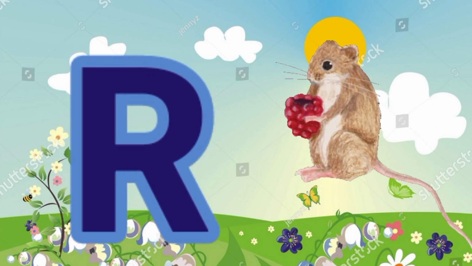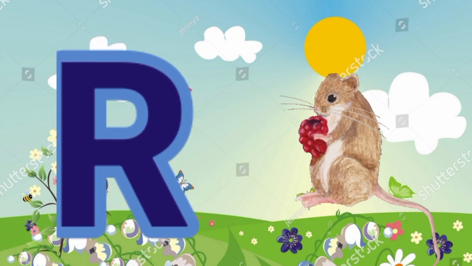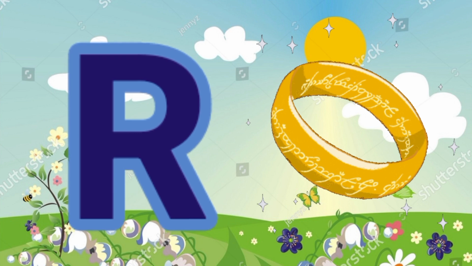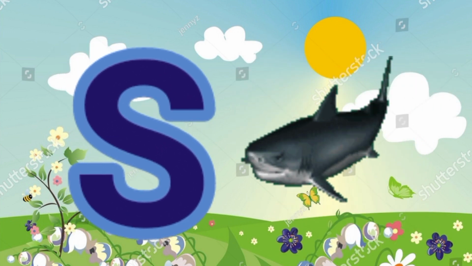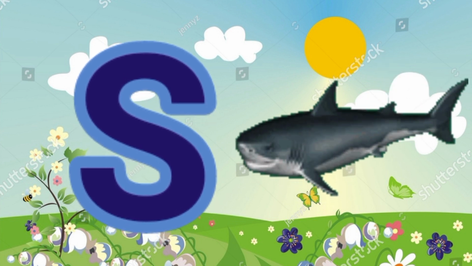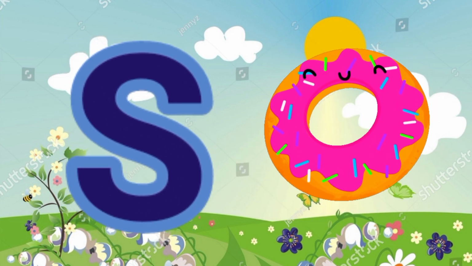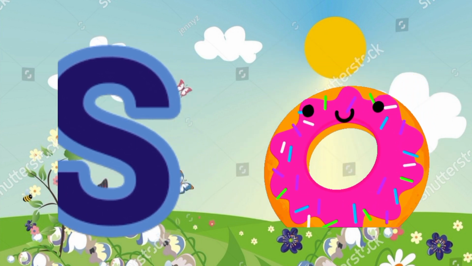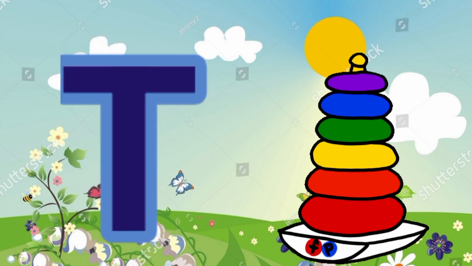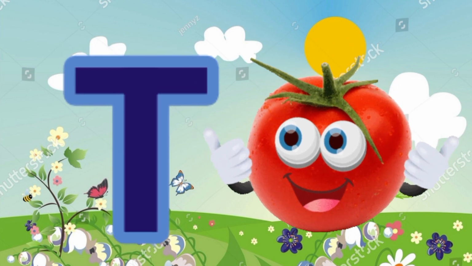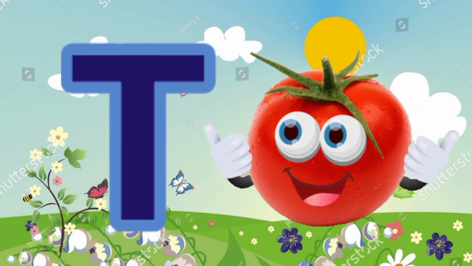R for red. R for ring. S for shark. S for sweets. T for toy. T for tomato.